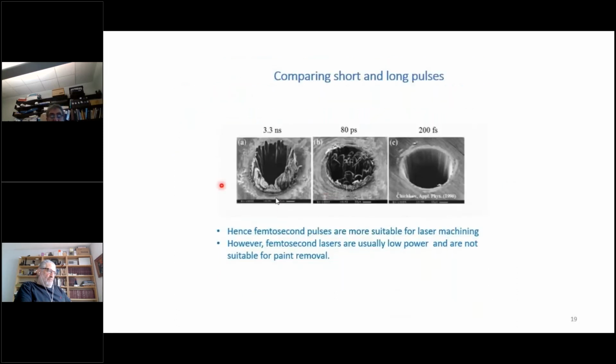Here's a comparison of the holes made by three lasers at different time zones. 200 femtosecond pulse, very clean. 80 picosecond, you can see there is some debris. At 3.3 nanosecond, you can see there is some melting. So femtosecond pulse is more suitable for machining, however, are usually low power and not suitable for paint removal.